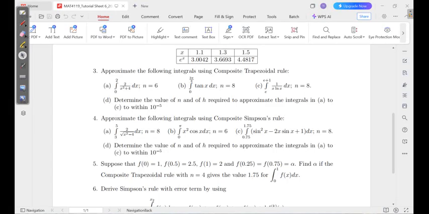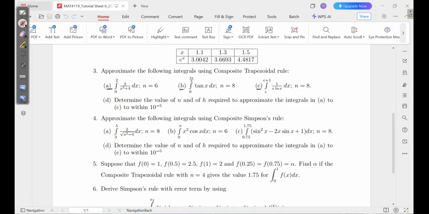Hi, let's now look at question 3 of the numerical integration worksheet. Question 3 says approximate the following integrals using the composite trapezoidal rule. That is, we have A, B, C.